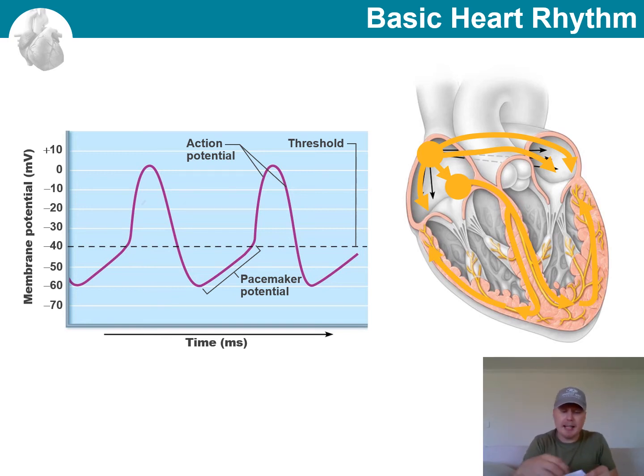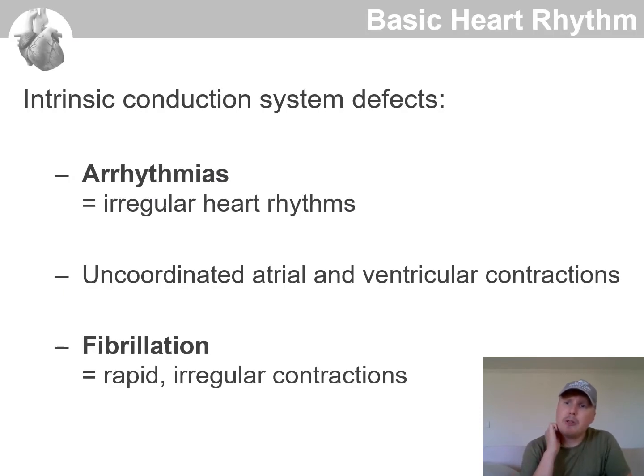And I think that of the clinical relevance regarding this, there are two cases that I want to highlight. They relate to the defects in the conduction system. Firstly, arrhythmias, which are of course irregular heart rhythms, and also fibrillation, where we have fast, irregular contractions.